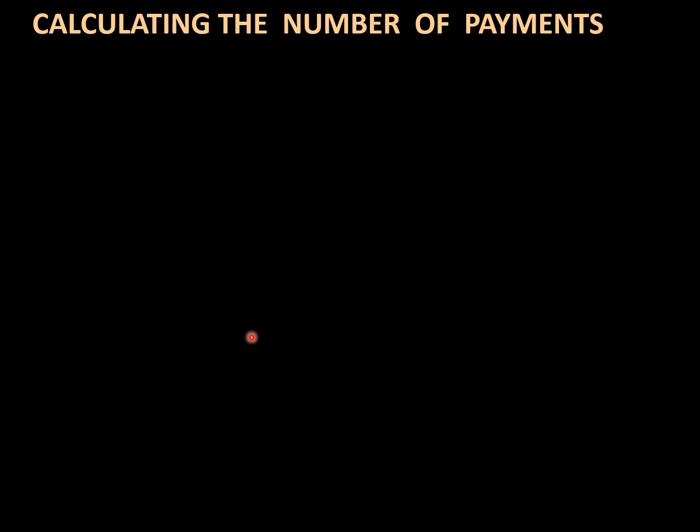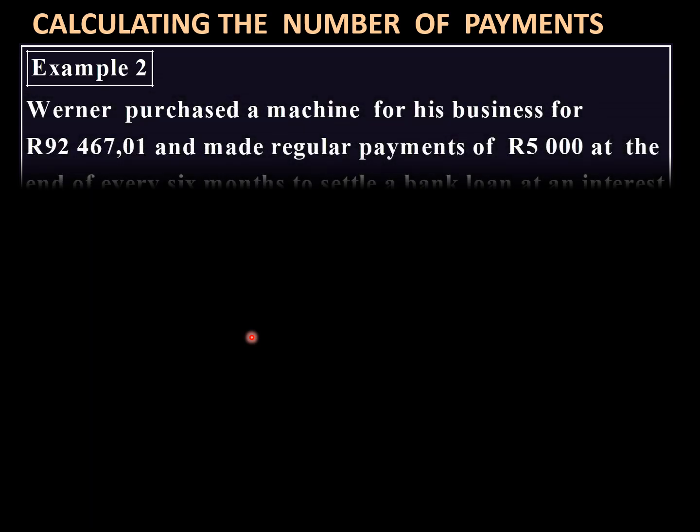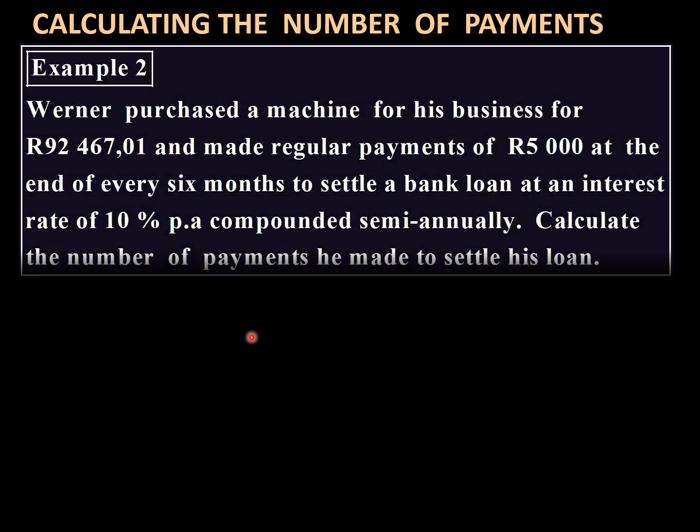Let's look at the second example of calculating the number of payments. Here we have Werner, who purchased a machine for his business at 92,467 Rand and 1 cent, and he made regular payments of 5,000 at the end of every 6 months to settle a bank loan at an interest rate of 10% per annum, compounded semi-annually. Calculate the number of payments he made.